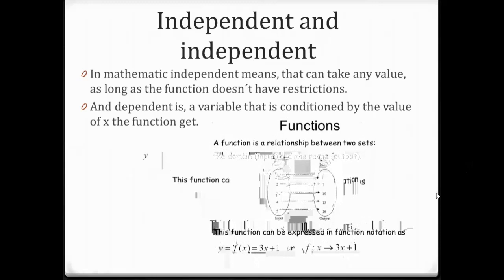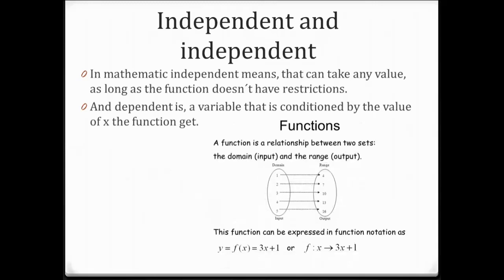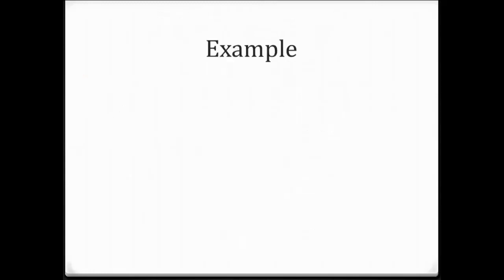So a function is a relationship between two sets: the domain, inputs, and the range, outputs. So here we need to be clear that the inputs in the domain are called independent variables, and the outputs, the values in the range, are called dependent variables. Be careful with dependent and independent, because it's important at the moment to make the graph. So here's an example.